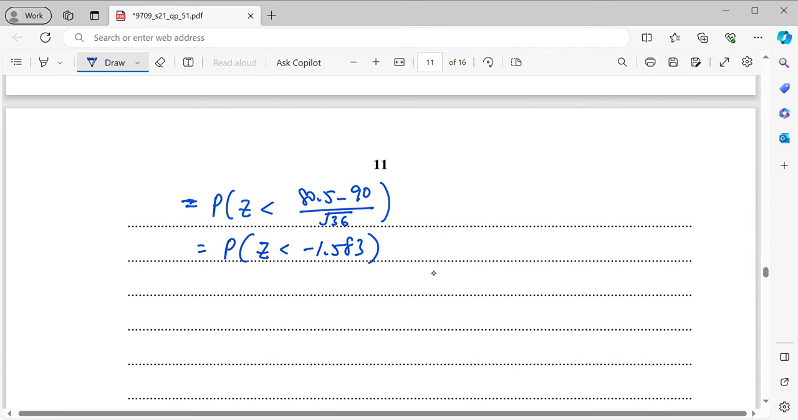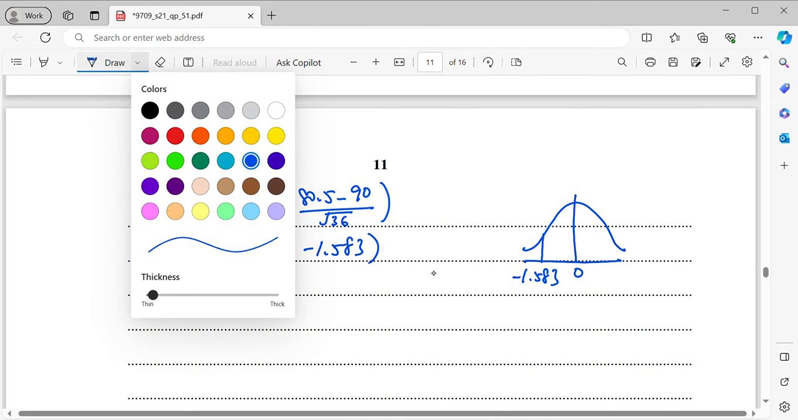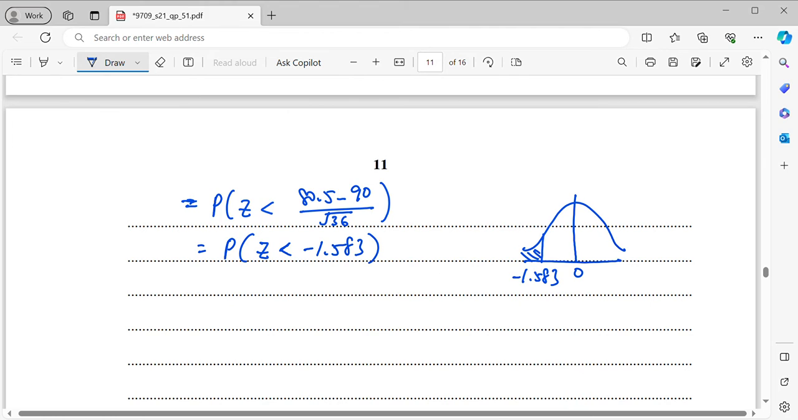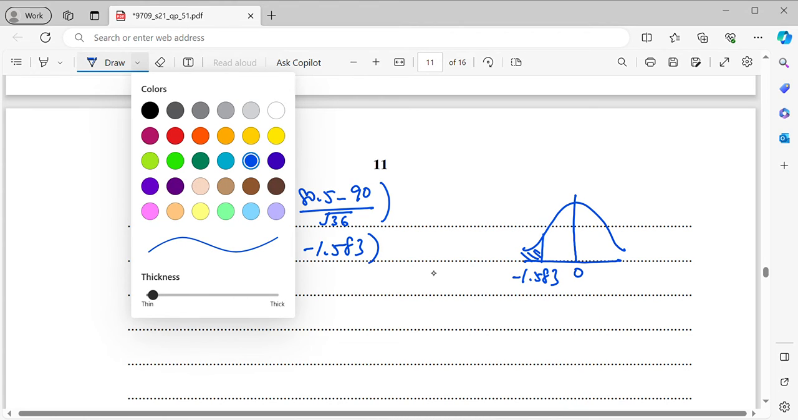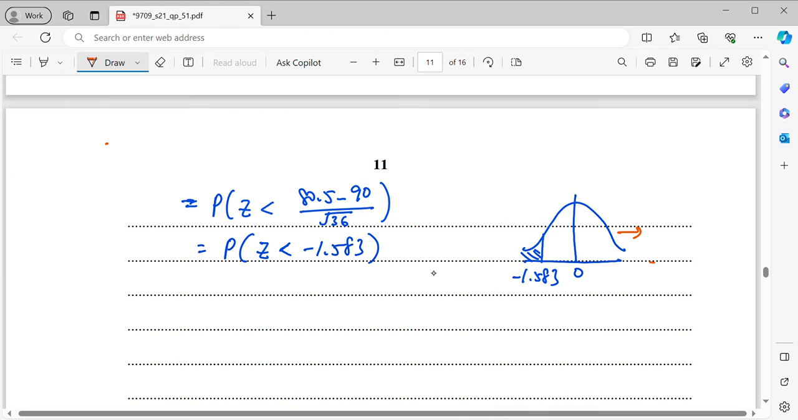Now again, once you have standardized it, sketch the graph. So now I mark negative 1.583, and then the region is less than. Less than means towards the left hand side. But then when you refer to the graph, our region is always positive. That means now you need to reflect. Or probably I will just draw it on the same diagram. So I will flip it to the right side so that the critical value is positive.